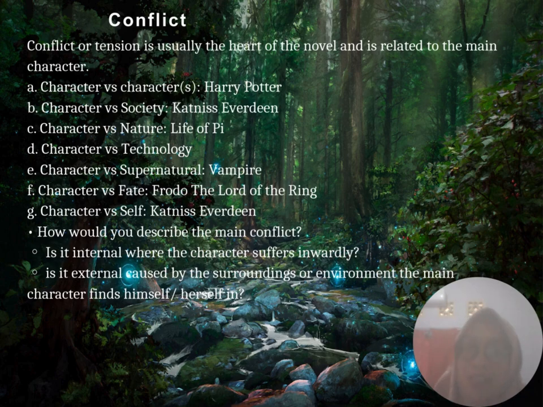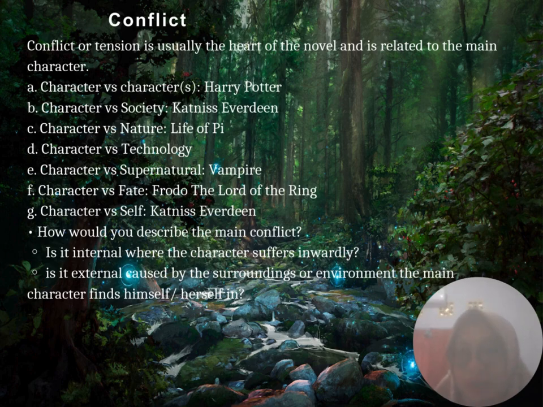Okay, here are several conflicts that we know: character versus character, like in Harry Potter, when Harry Potter is having a conflict with Voldemort, so it creates the whole story. Can you imagine if Harry Potter had no conflict with Voldemort? Then there would be no Harry Potter story. It means that we are curious to read Harry Potter since it has a conflict with Voldemort, and the conflict is quite long until we read the last book.